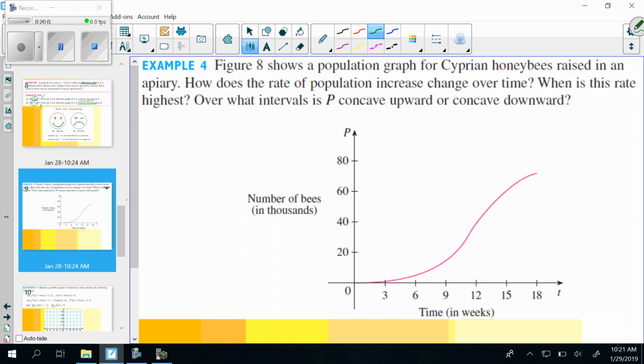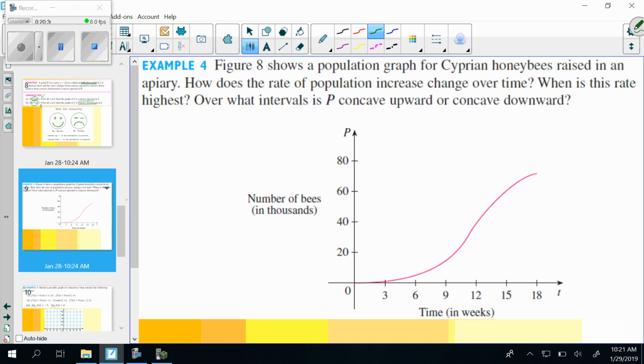Okay, this example here shows the population of the Cyprian honeybees raised in an apiary. Apiary is a place where they raise bees. How does the rate of the population increase over time? When is this rate highest? Over what intervals is P concave up or concave down? So they got a bunch of questions for us to ask.